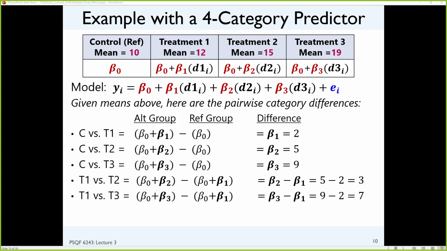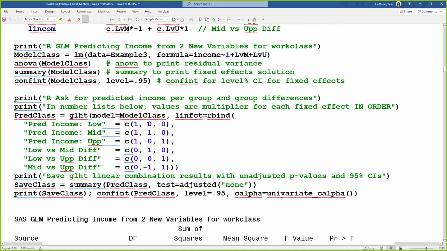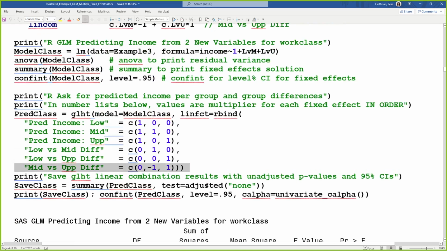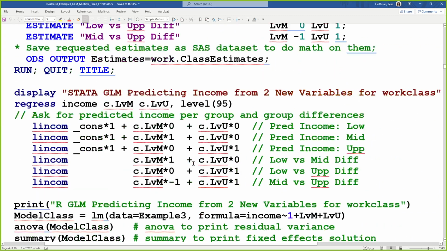So in these sorts of statements, here's what it looks like in R. So this is a difference between two alternative groups to get middle versus upper in our previous example. The slope that differentiates low from middle gets the -1. The slope that differentiates low from upper gets the 1. So this works out to be this slope minus that one, if you put the -1s and 1s in there.